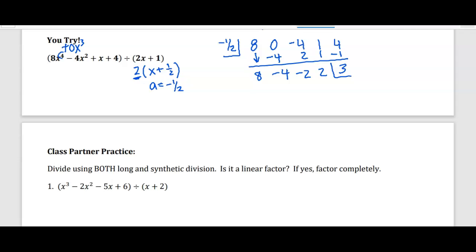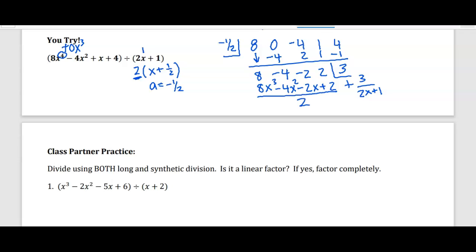Okay, so here I started with degree 4. I divided by an x to the 1. I took away an x. So I end up with 8x cubed minus 4x squared minus 2x plus 2, plus I have a remainder of 3, and I'm going to put that over the 2x plus 1. But remember, I multiplied by 2 in the beginning, so I'm going to have to divide this by 2.